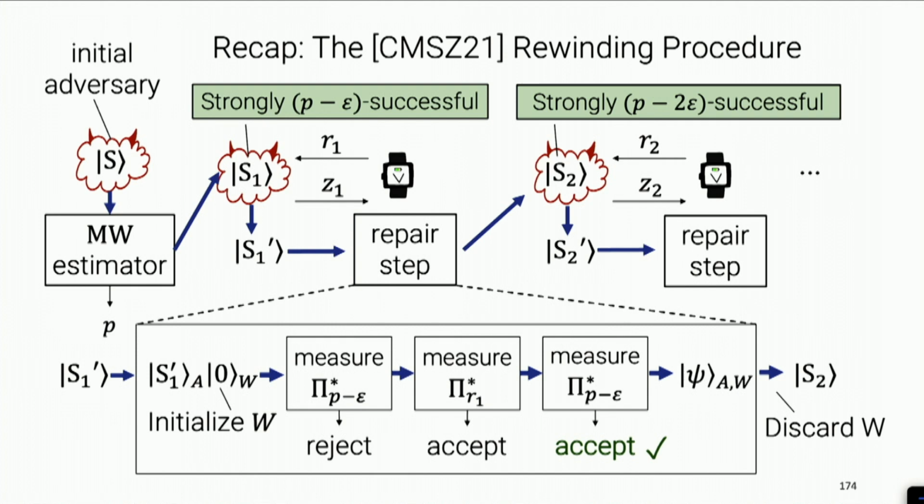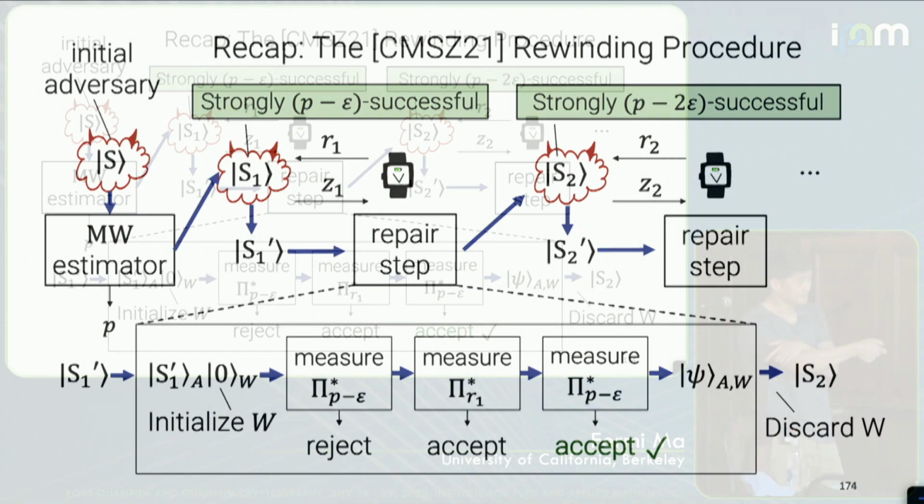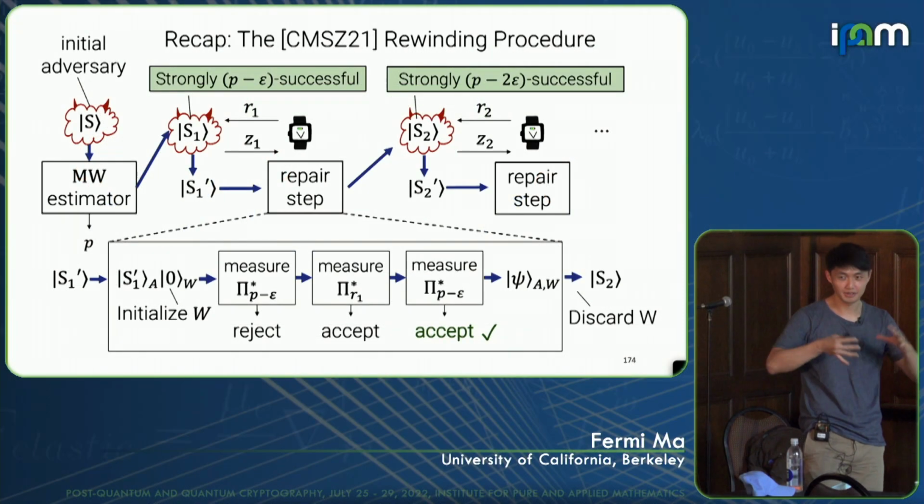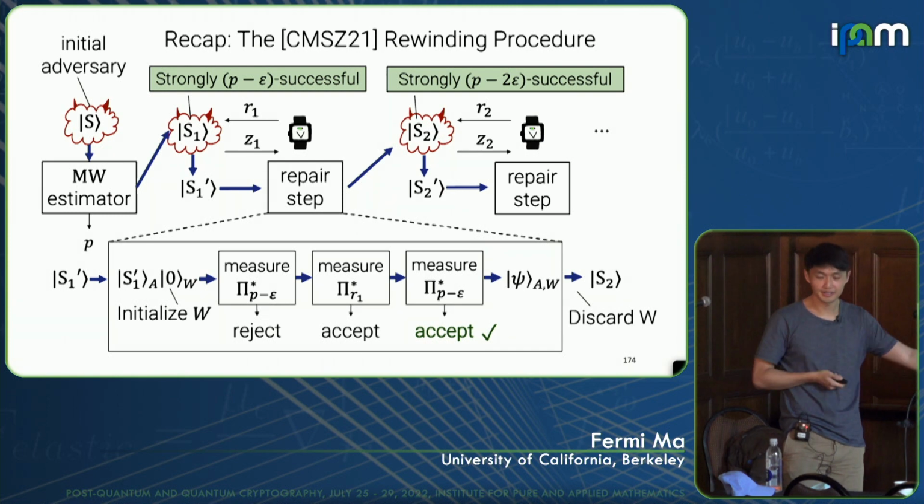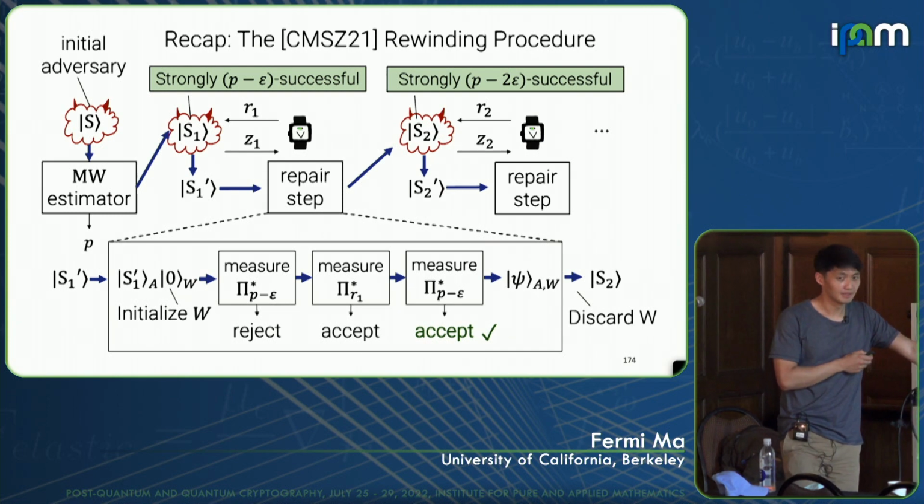By setting epsilon in advance, you can make sure that you never dip below the success probability you need. And so when you do this, each time you get a little bit of the PCP, and by the end, you're going to have either a whole PCP or a collision in your hash function. Okay.